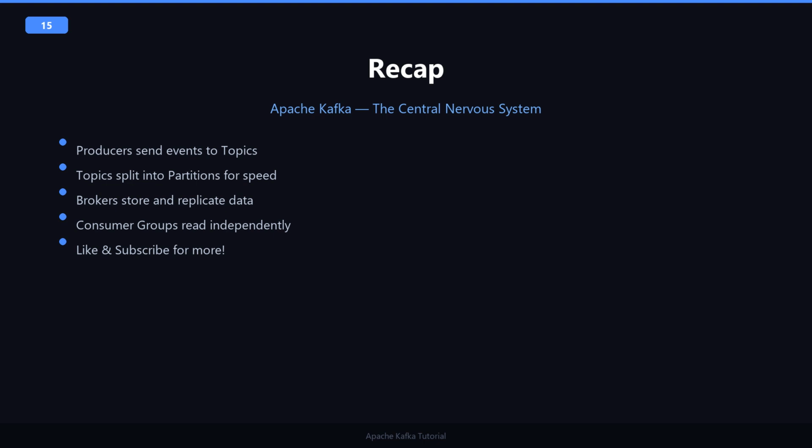And that's Apache Kafka, a distributed event streaming platform that acts as the central nervous system for modern software. Producers send events to topics. Topics are split into partitions for speed. Brokers store the data and replicate it for safety. And consumers read events at their own pace, without affecting each other.